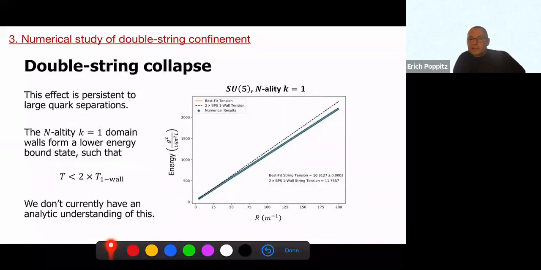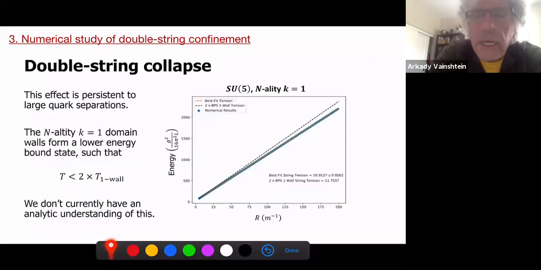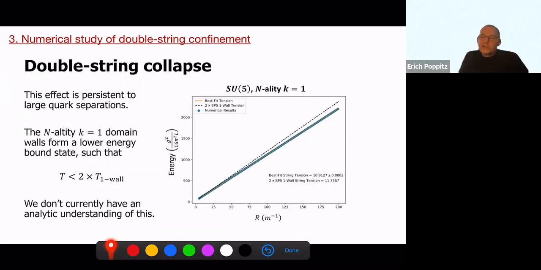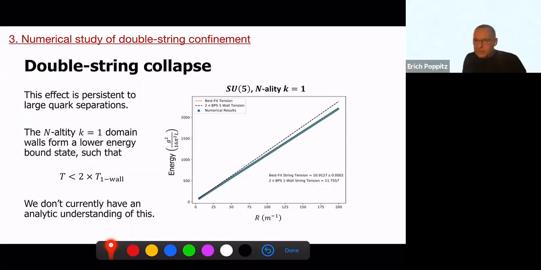We don't have an analytic understanding of this, and we spent some time making sure that that's true, okay? I don't know if people have great ideas of how to study that analytically, but this is what we did. We did two things. If it were a BPS sector, this would be impossible, right? Because these are not mutually BPS walls, right? Otherwise, it would of course be a contradiction.